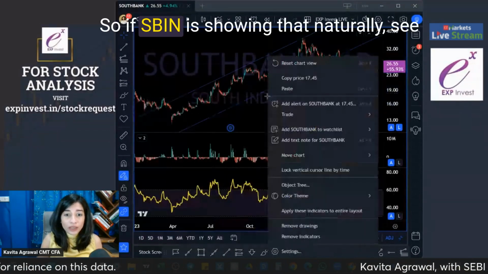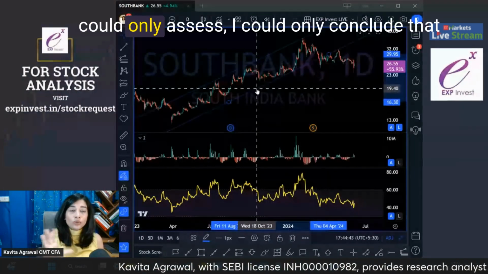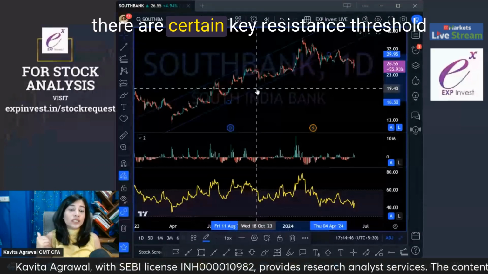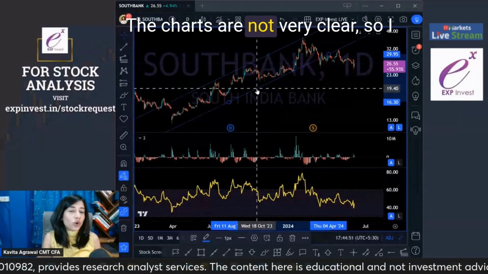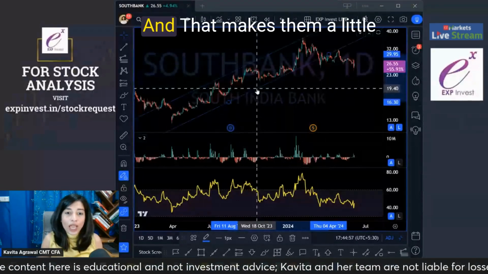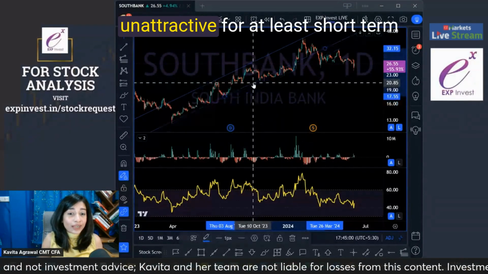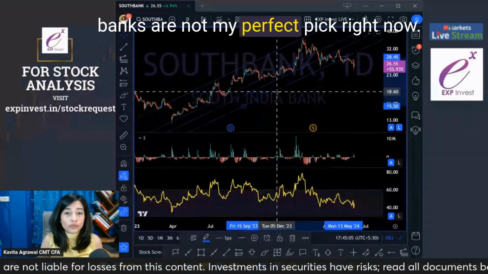So if SBIN is showing that, naturally, I was seeing the HDFC Bank chart also, and I could only conclude that there is a certain key resistance threshold that it needs to close above and sustain. The charts are not very clear. So I have a feeling that banks are probably moving into a bit of a troubled period, and that makes them a little unattractive for at least short-term trading, which I'm interested in. So banks are not my perfect pick right now.